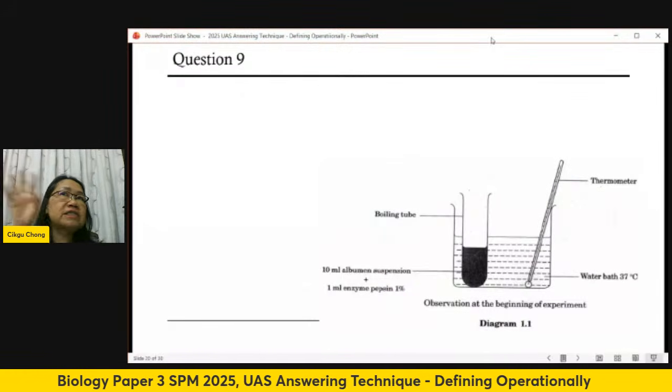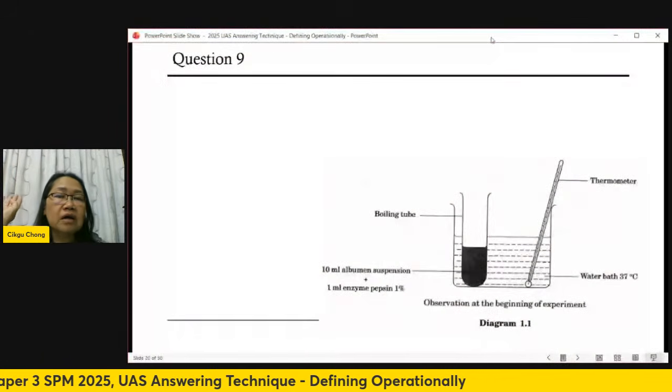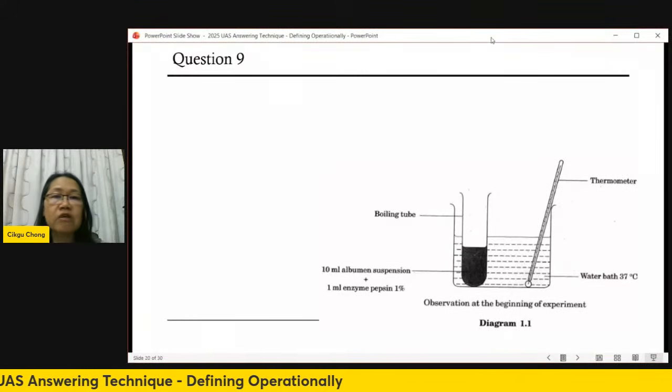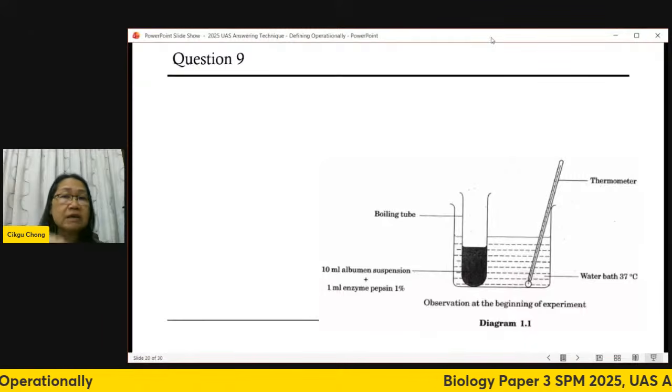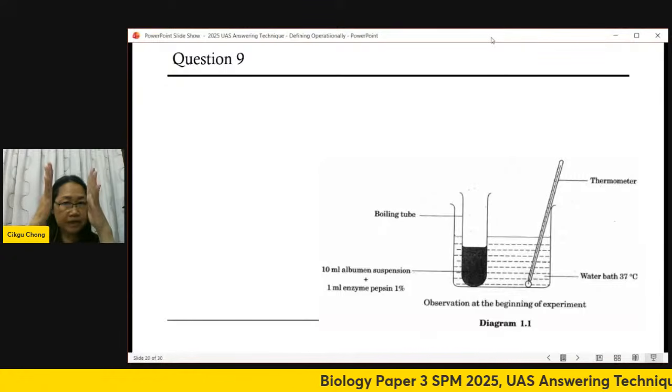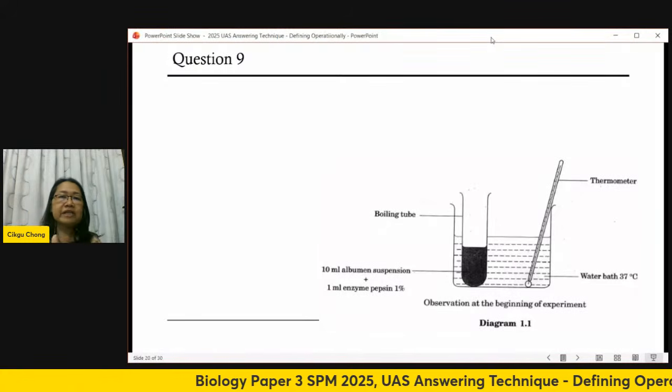So you want to see, this is hydrolysis of protein, hydrolysis of albumin. Just now the earlier one was starch. So this is hydrolysis of albumin using pepsin. And you can see in the beginning, albumin is a large molecule.